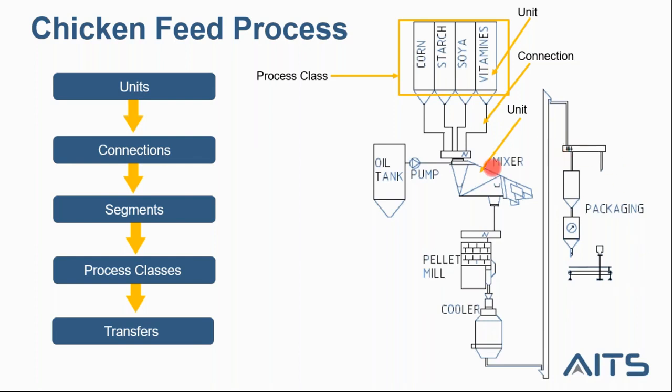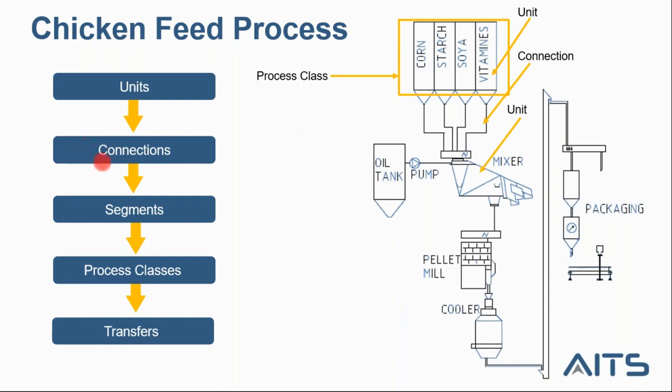So we will start by defining and configuring our units. What do we mean by a unit? It's a group of processing equipment. It can either process the material or hold the material. So units processing the material are like the mixer, the pellet mill, the oil tank, and units holding the material are like the storage tanks in which we hold the raw materials like the corn, starch, soya, and vitamins.